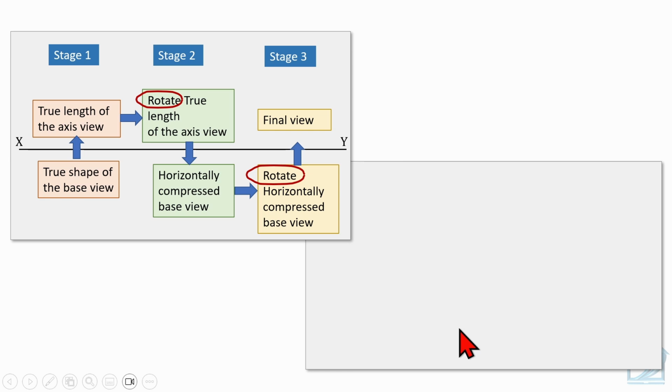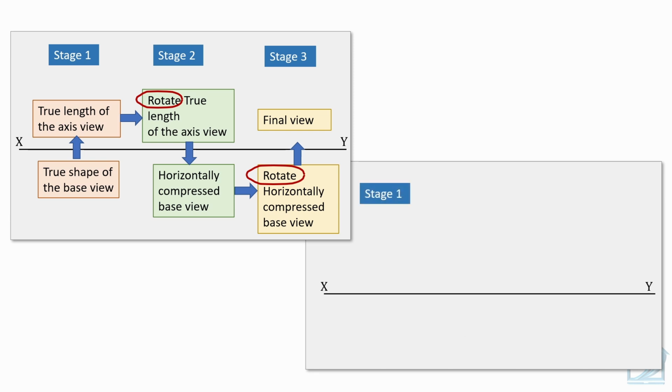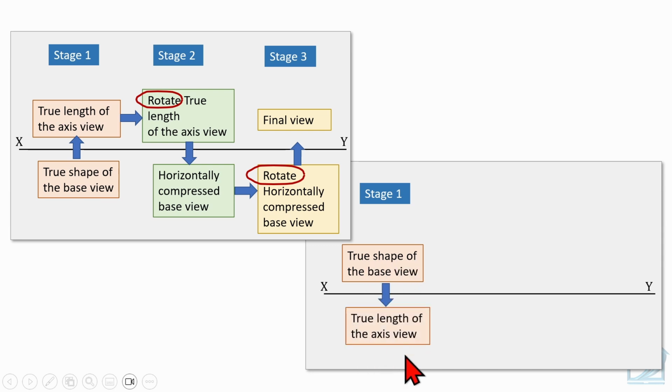Now, sometimes it all depends on the information in the problem about position. We are going to solve some more problems in subsequent videos. What I am telling you is, sometimes we draw the true shape of base below the XY line, and sometimes we draw the true shape of base above the XY line. When we draw the true shape of base view above the XY line, then the true length of axis view you get below the XY line. But the first rotation is always the true length of axis view.